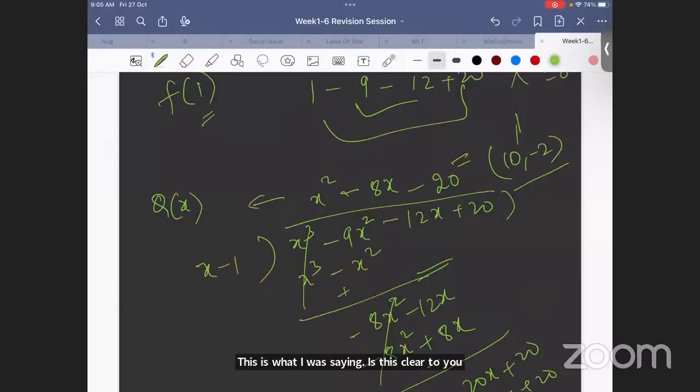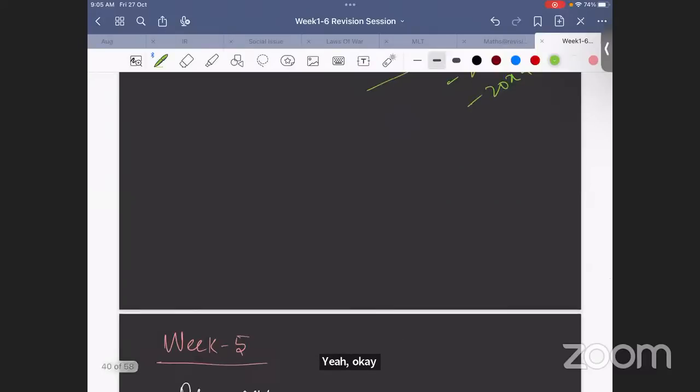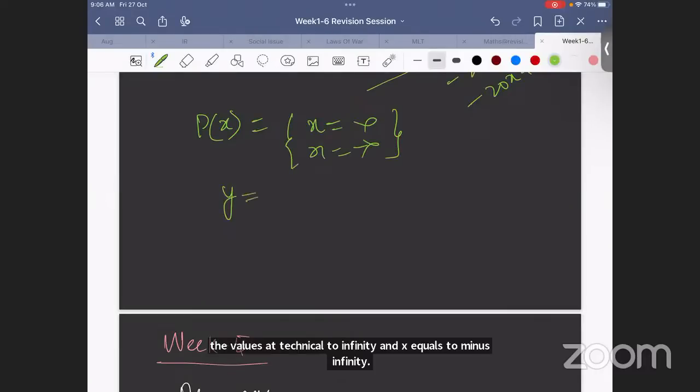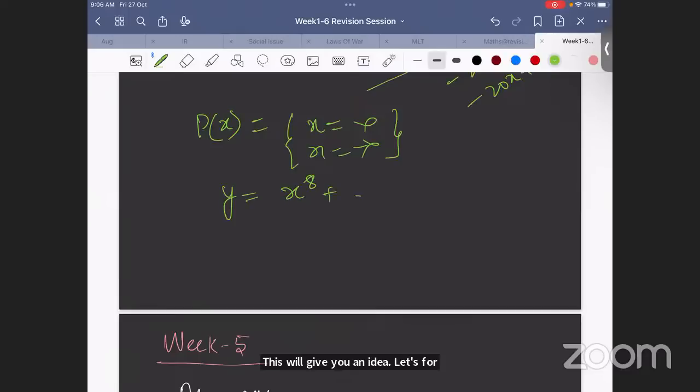I have a doubt. I have the zeros, but in which quadrant does the graph of the polynomial start and in which quadrant does it end? I don't understand. Okay. So see, if you have any polynomial, I told you in the starting, to get the behavior you have to check the values at x equals infinity and x equals minus infinity. This will give you an idea. For example, you have a polynomial y equals x to the power 8 plus some values, x to the power 7, plus some random values.